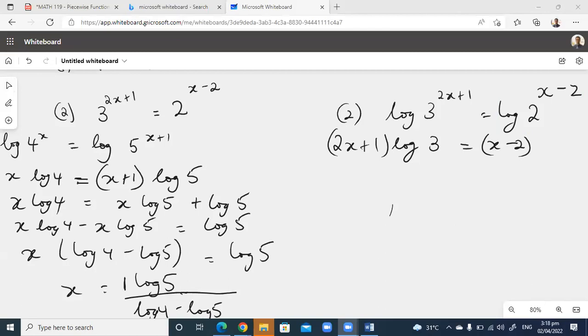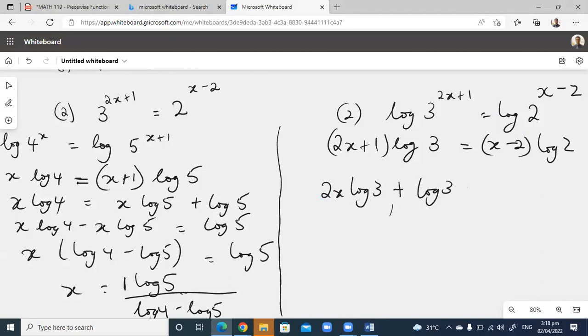So you'll get x minus 2 log 2. So let's remove the brackets now. You'll get 2x times log 3, and then 1 times log 3, and then you'll get x times log 2, and then minus 2 times log 2.